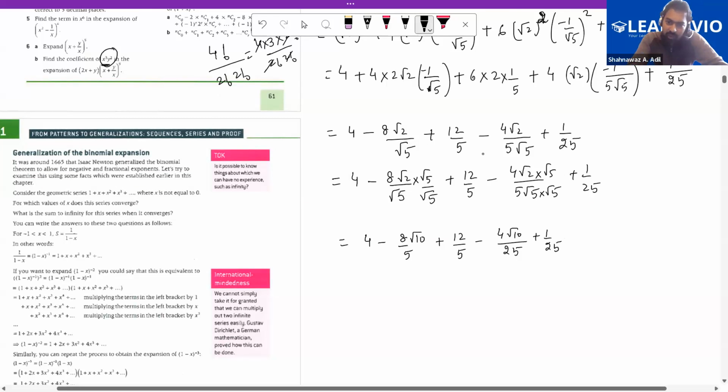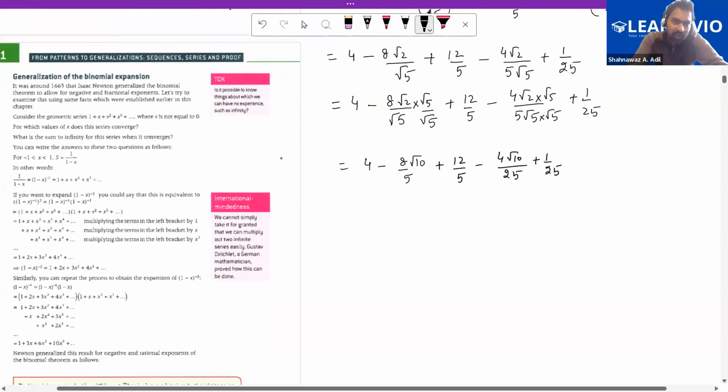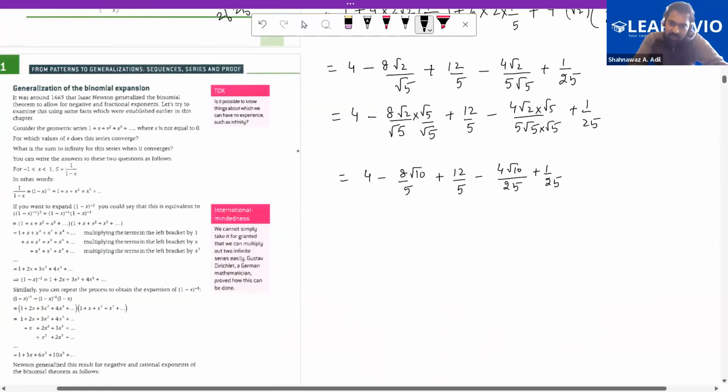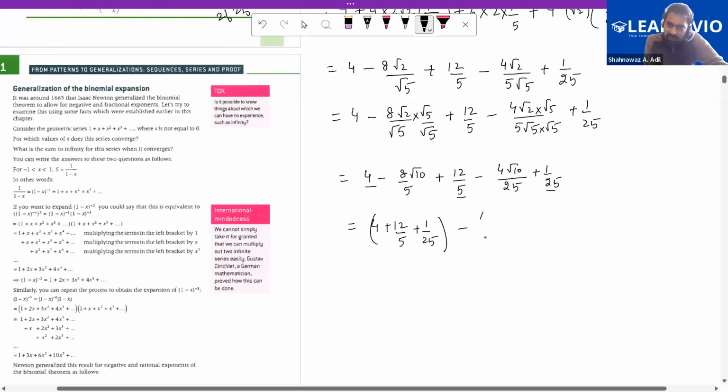Right. So if we take the LCM, we have A and B. So Q is a fraction, right? Yeah, so that is good. So we take the non-root terms on one side and the root ones on the other. So let's say this is 4 plus 12 by 5 plus 1 by 25, these together, and minus 8 root 10 by 5 plus 4 root 10 by 25. So the root ones together and the non-root ones together.